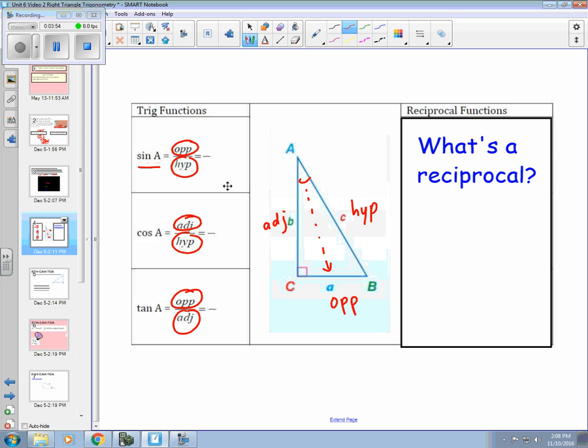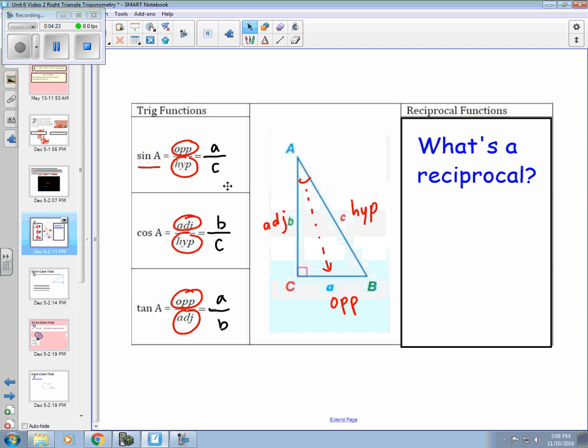So on this one, the sine of angle A, if we were to write it out, would be the opposite side, which is little a, over the hypotenuse, which is C. The cosine of angle A, which is adjacent, would be side B over the hypotenuse, side C. And the tangent would be the opposite side, which is A, over the adjacent side, which is B.